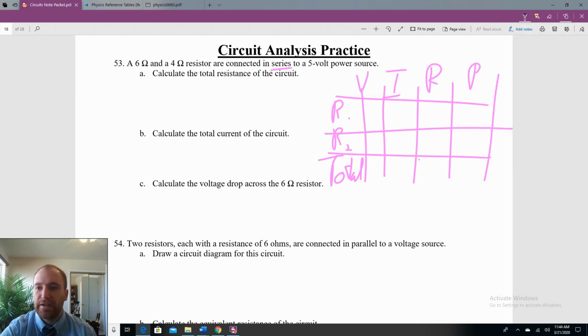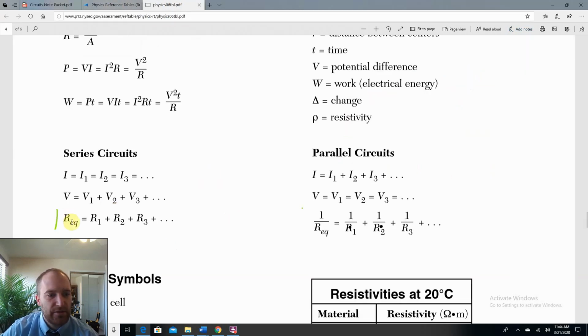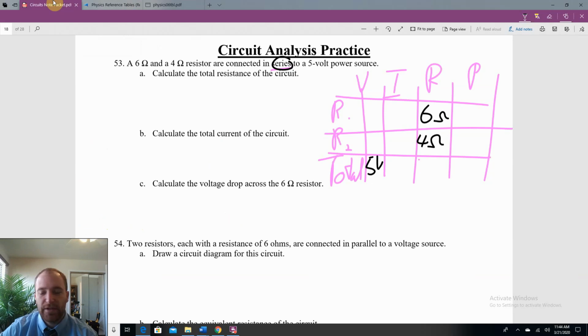We have a 6 ohm resistor. We've got a 4 ohm resistor, and then we've got a 5 volt power source. And we're going to find the total resistance of the circuit. So this is a series circuit, and we'll always double check our rules for series and parallel circuits. Your reference table says that for a series circuit, to find the equivalent resistance, we just add the first one, plus the second one, plus the third one, and so on. So that's all I'm going to do here.